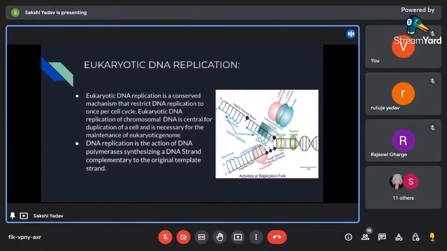So good evening, everyone. My name is Sakshi, and today I'm going to present eukaryotic DNA replication. So basically, eukaryotic DNA replication is a conserved mechanism that restricts DNA replication to once per cell cycle. Eukaryotic DNA replication of chromosomal DNA is essential for duplication of a cell and is necessary for maintenance of the eukaryotic genome. DNA replication is an action of DNA polymerase synthesizing a DNA strand complementary to the original template strand.